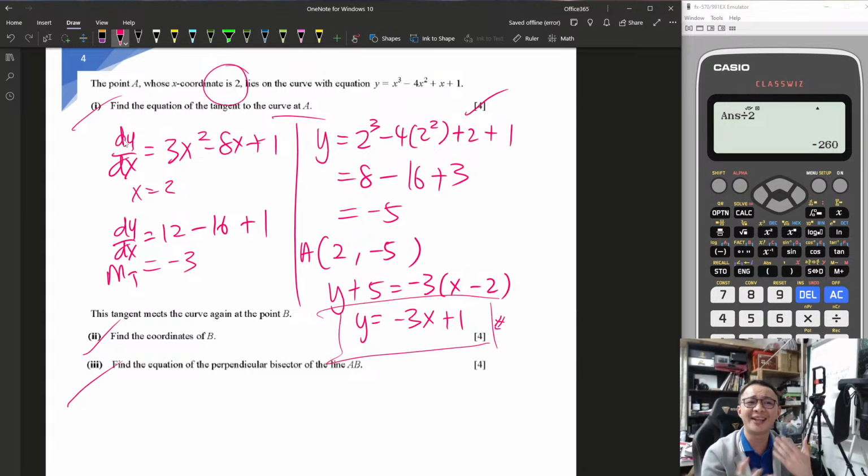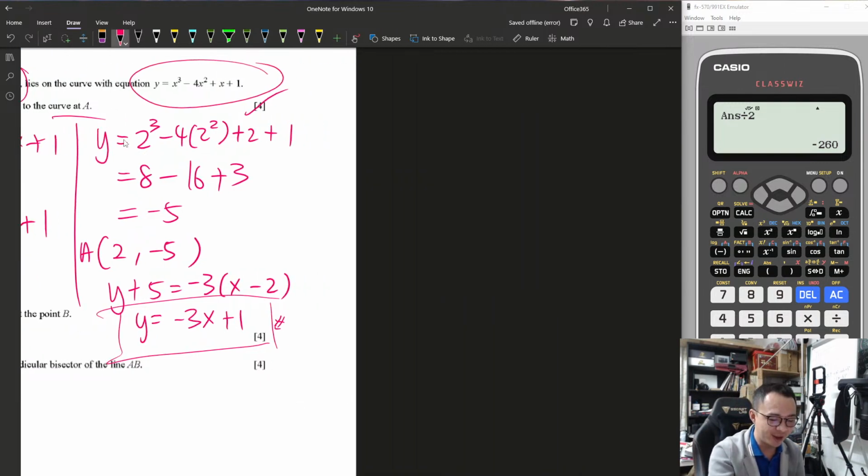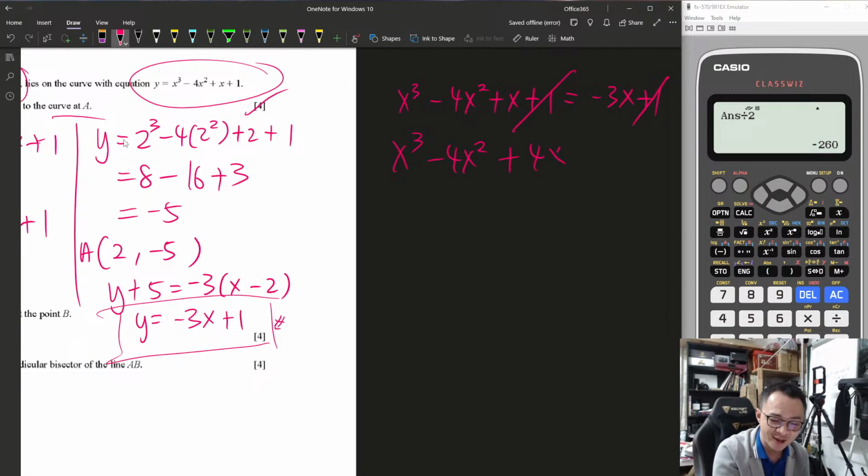No matter the intercept, we always do the simultaneous. So right now I want to do the simultaneous between the equation of the curve and the equation of the straight line. Equation of curve is on the top. So x cubed minus 4x squared plus x plus 1 equals negative 3x plus 1. Luckily, I no need to solve the cubic equation. The plus 1 is gone already. So x cubed minus 4x squared plus 4x equals 0.